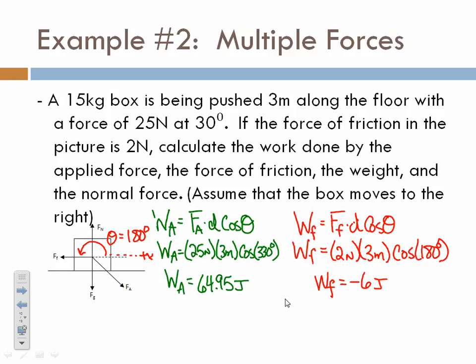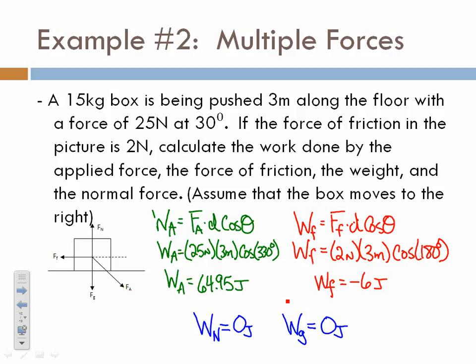Now what about these other two forces? I am not going to do these calculations. Why am I not going to do these calculations? It's not that they don't have a value. I know exactly what the answer is. Like for the normal force, for example, the work of the normal force, I'll call it Wn, just like that, has to be 0 joules. And so does the work of the gravitational force, I'll call that Wg, also has to be 0 joules.